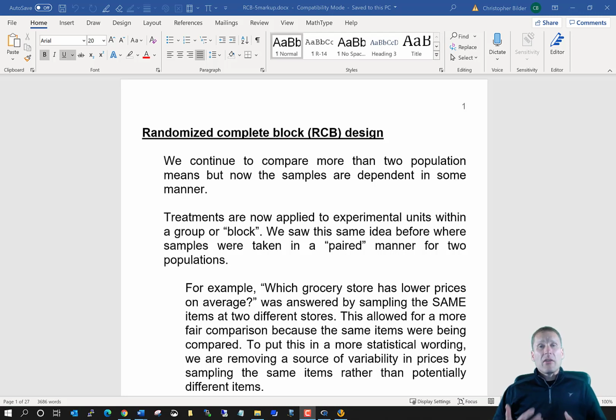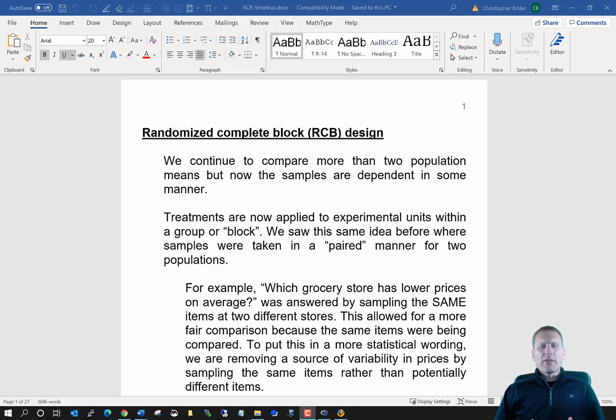So we're going to continue looking at ANOVA methods. Now, the ANOVA methods that we're going to be discussing in this subsection deal with an experimental design called a randomized complete block design, or RCB for short. Our goal is going to be to compare two or more population means again, but the way the sample is taken is in such a way that the observations are dependent, or at least some observations are dependent.